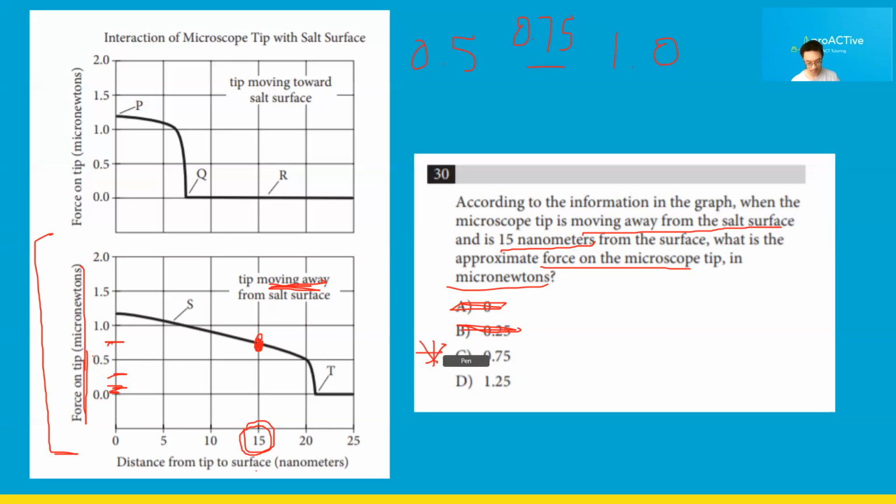We'll mark that. And 1.25 is way too high. 1.25 is way up here, and that's not between 0.5 and 1. So that's incorrect. And that ultimately leaves us with answer choice C as the correct answer. So when the microscope tip is 15 nanometers from the surface, the approximate force is 0.75 micronewtons. And that's the correct answer.